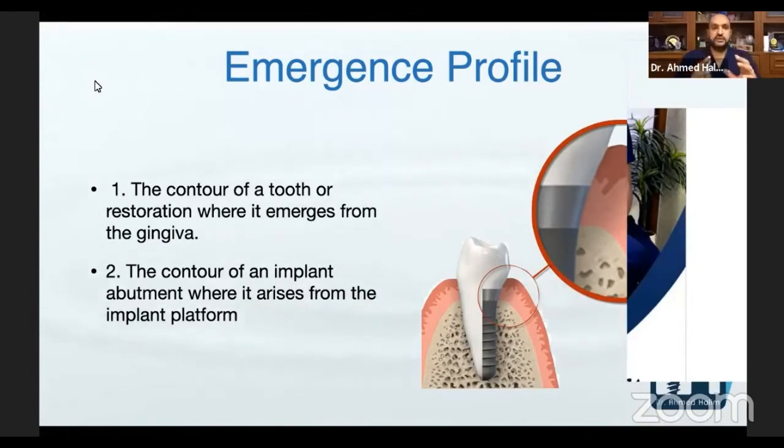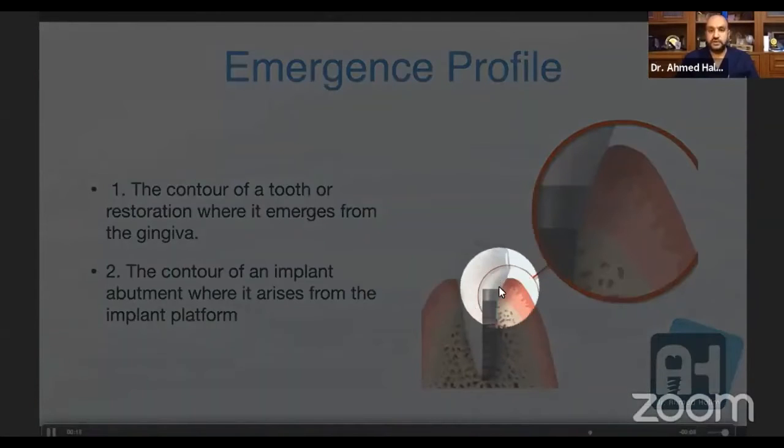And to have a good restoration, you need to have something called emergence profile. What is emergence profile? Emergence profile is the contour of a tooth or restoration while it emerges from the gingiva, and the contour of an implant abutment where it arises from the implant platform. So for emergence profile, it's important to have a good restoration and also a good soft tissue management, because emergence profile means a good restoration and a good soft tissue management.